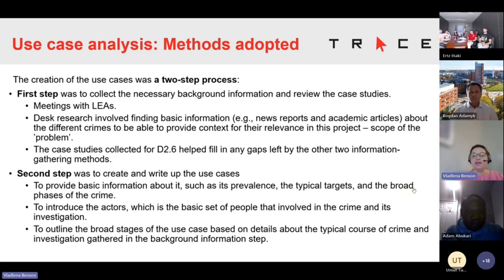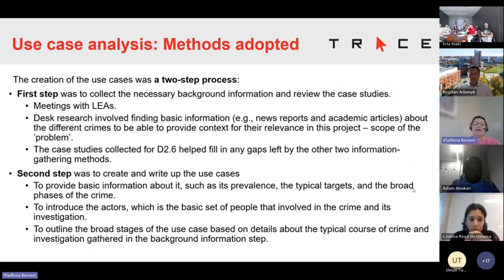Next, we introduced the actors, which formed the set of people that would be involved in the crime and its investigation, usually a simplified version of events for understanding and readability. We then outlined the broad stages of the use cases, which were based on the typical course of crime, investigations, gathered evidence, the background, and information steps.